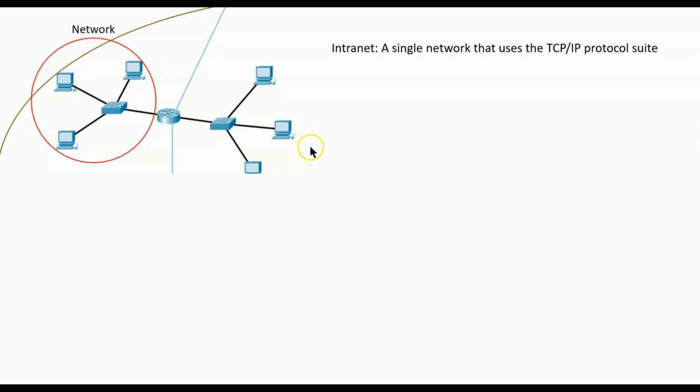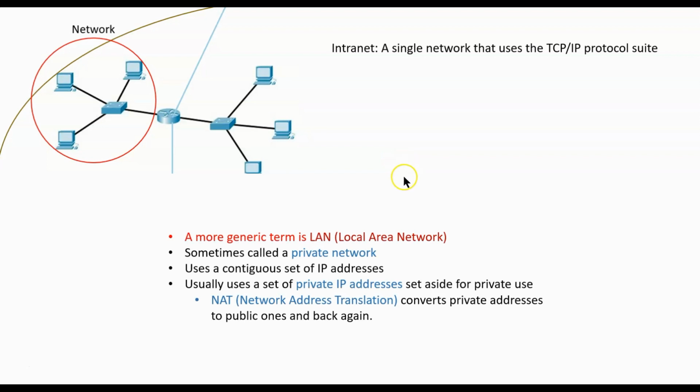Now, there are several things about an intranet that I want to point out. One is that a more generic term is a LAN, or local area network. However, be very careful here, because a LAN doesn't necessarily use the TCP/IP protocol suite. It may be using one of the other protocol suites that are out there. There are many others: AppleTalk, IPX, SPX. NetWare, for example, was a company that had for many years sort of a monopoly on protocol suites before the internet was around. And so those exist.